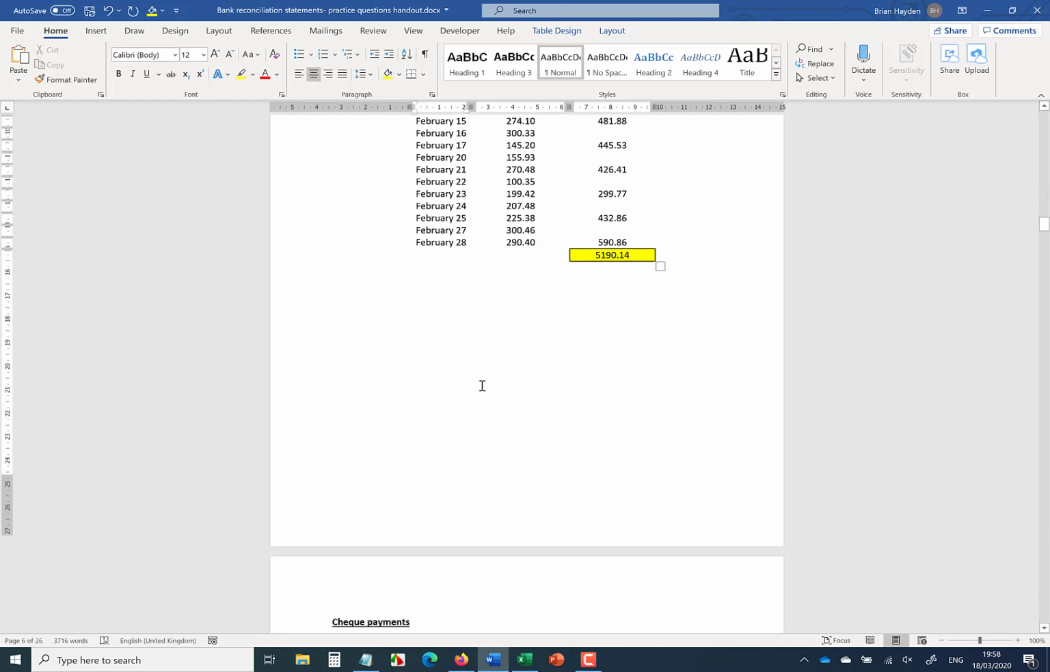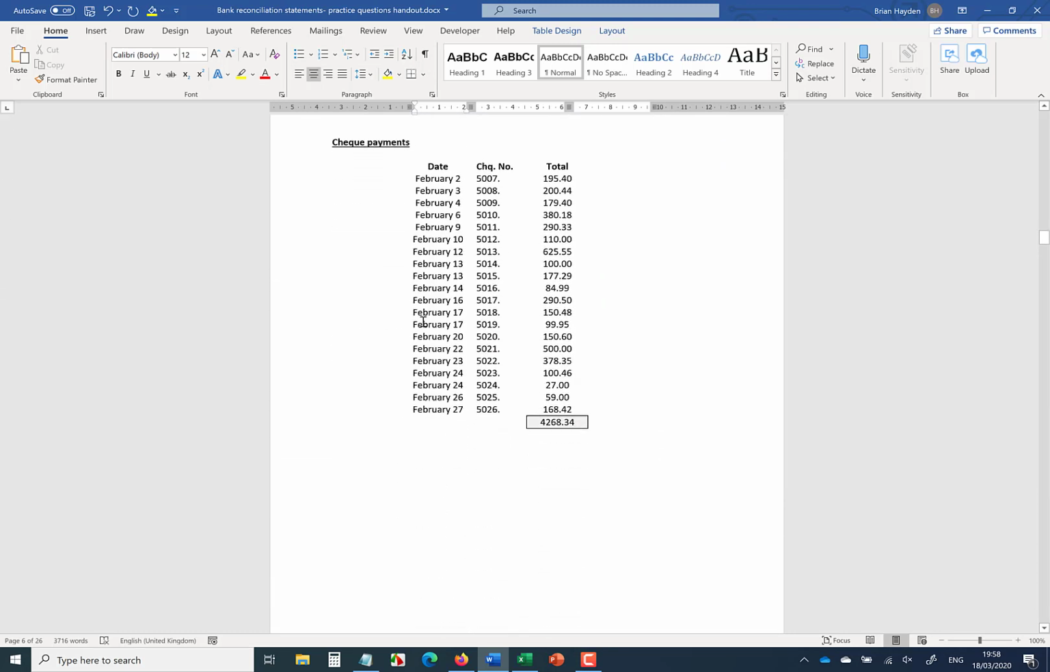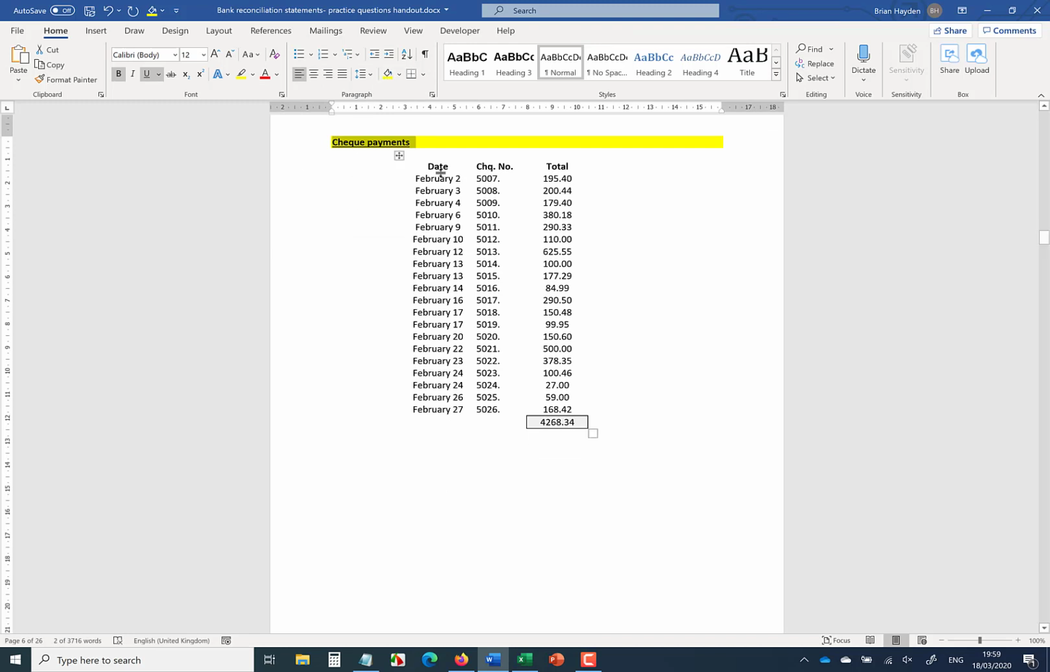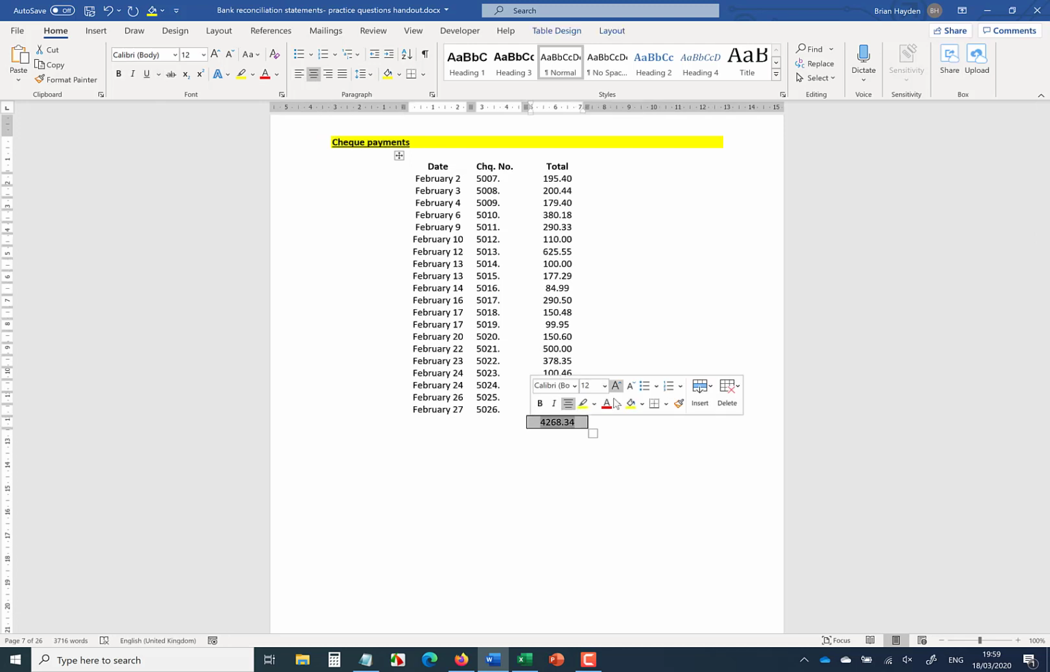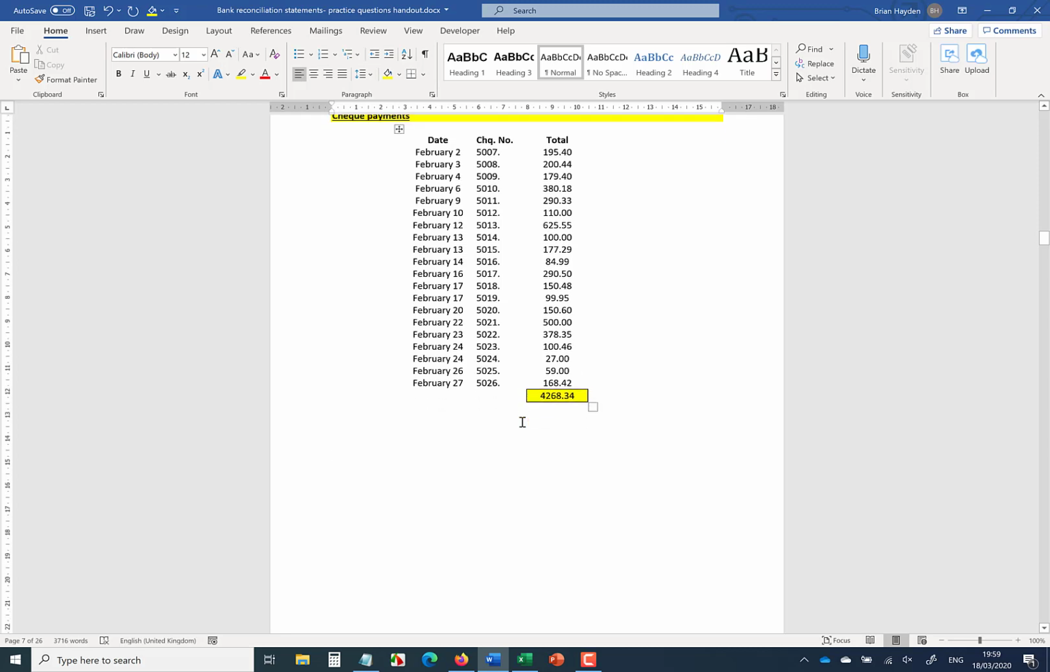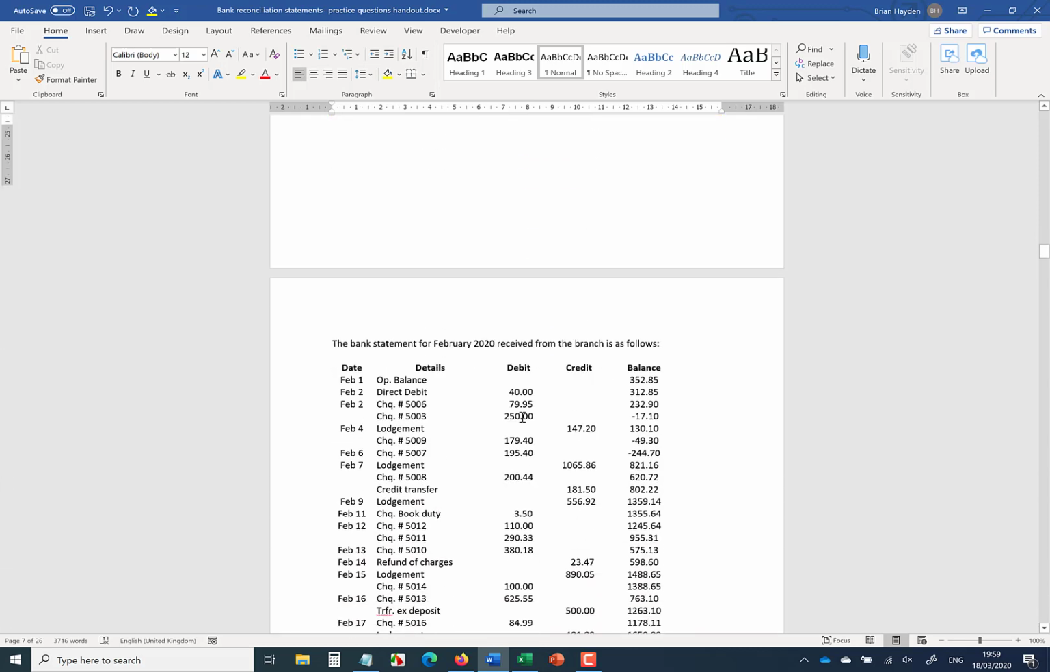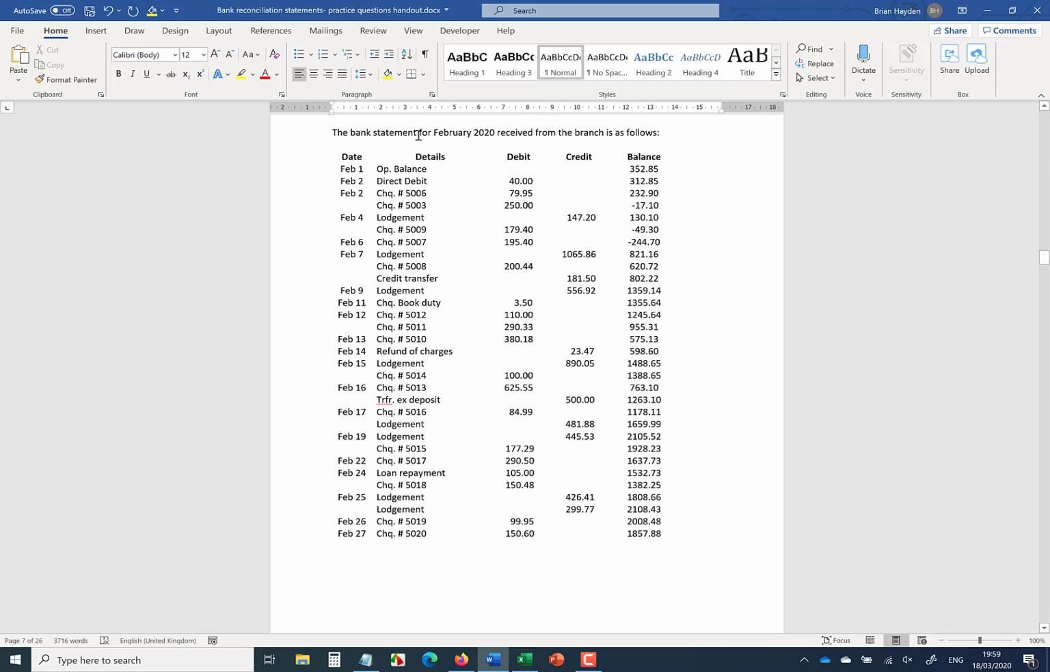Next piece of information, just scrolling along, is the check payments book. In a similar manner to the cash receipts, we record all the payments that we wrote out during the month. You can see that the first check we wrote was check number 5007, and all the way down to 5026, and the total that we wrote during the month was €4,268.34.